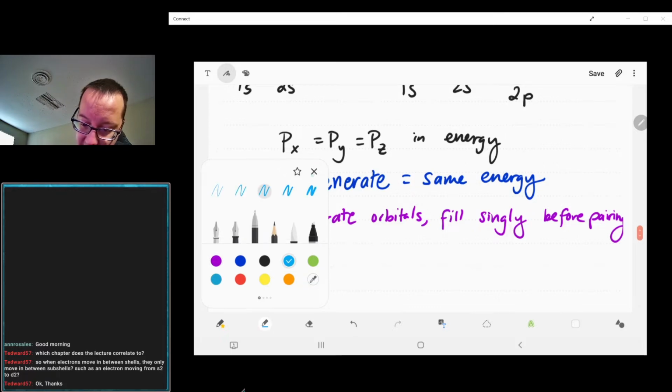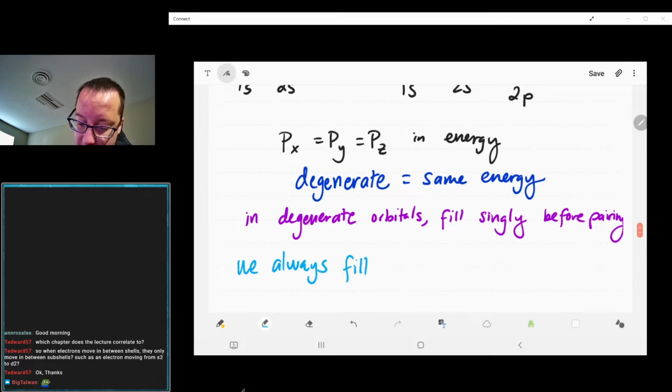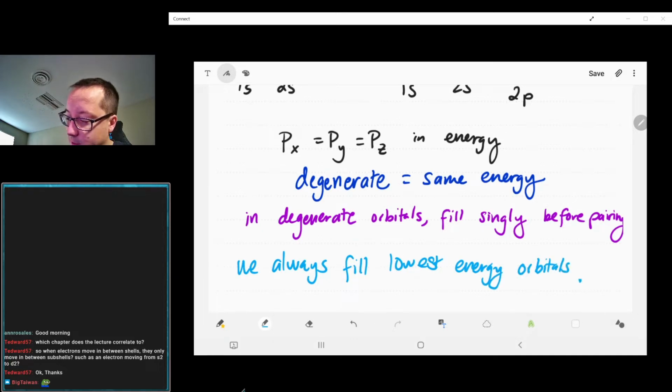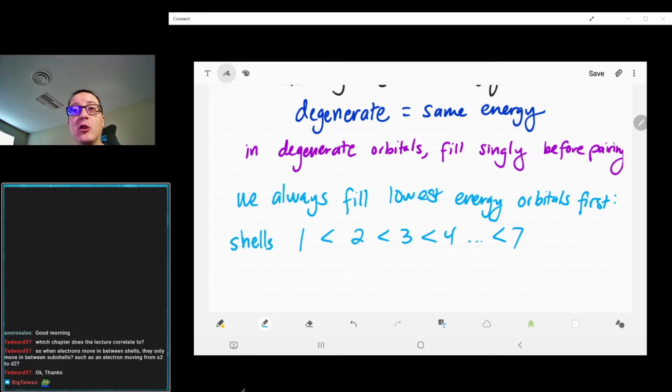I think I've said it like 10 times now, but we always fill lowest energy orbitals first. That's the big thing. In terms of shells, the first shell will always be the lowest energy compared to the others. It's the closest one to the nucleus.